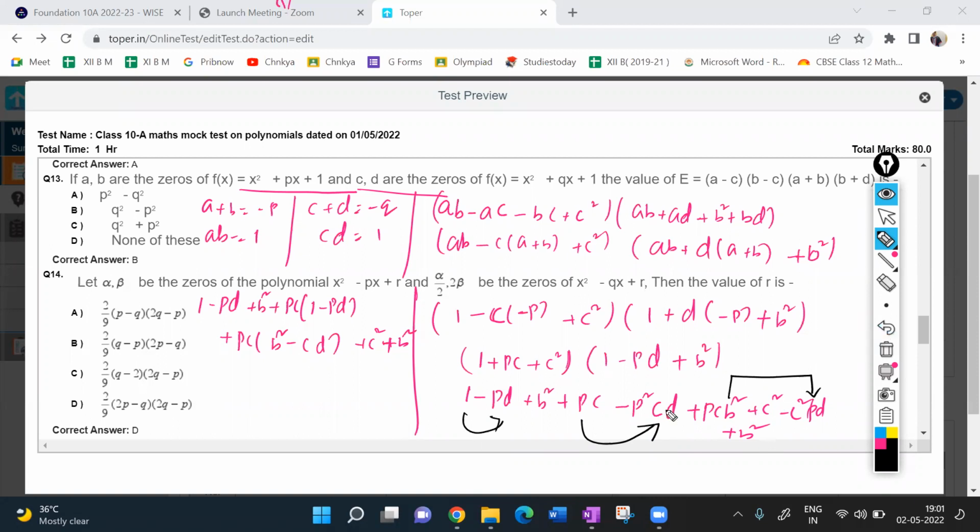Sir, in a few terms we know that CD is equal to 1. Yes, CD is equal to 1, so can we substitute the value? Yes, we will substitute that. But the PD value we don't have. 1 minus PD plus B square plus PC, 1 minus PD, PC B square minus 1 plus C square plus B square. We have C square plus B square, but we can't do anything for that, so let's write as it is.